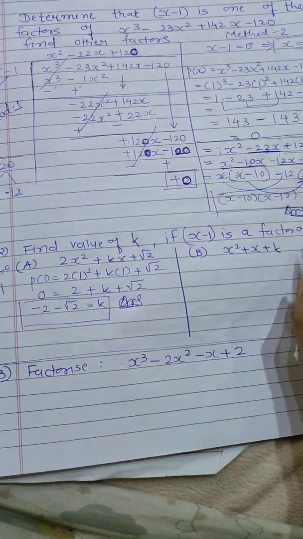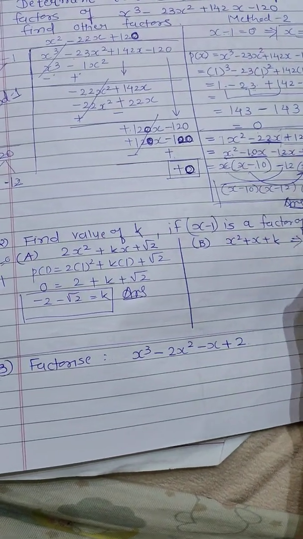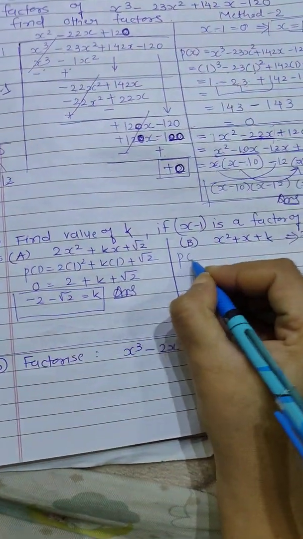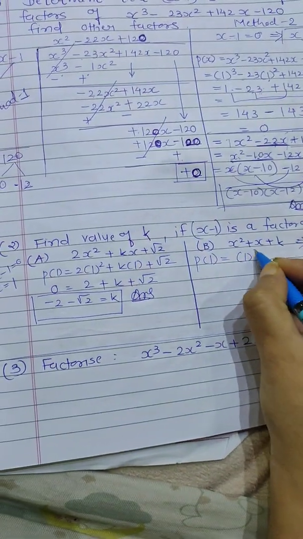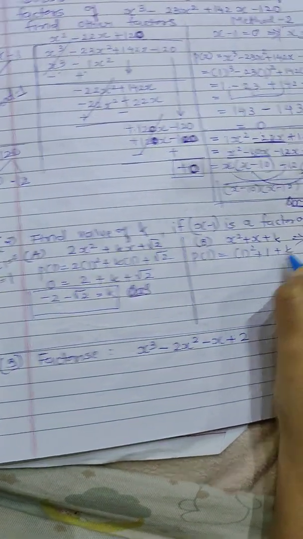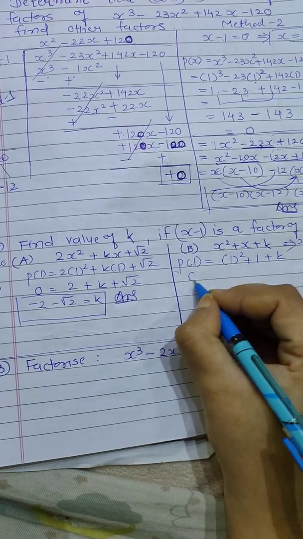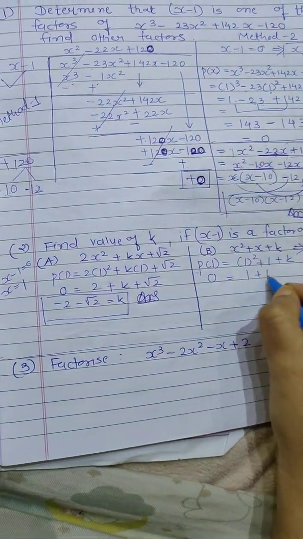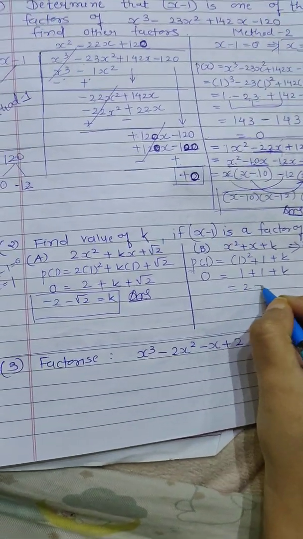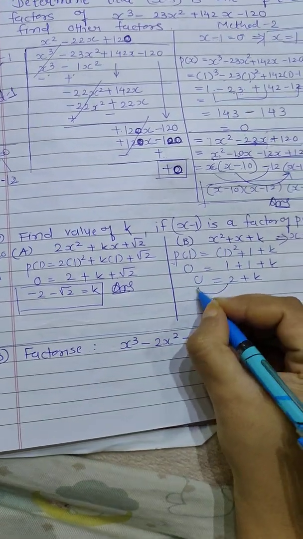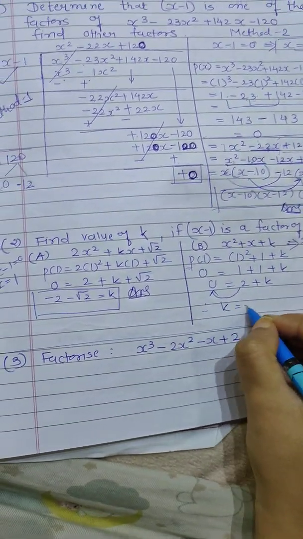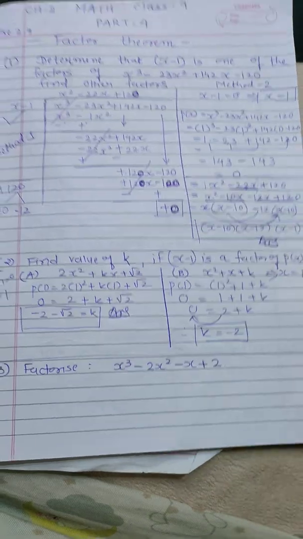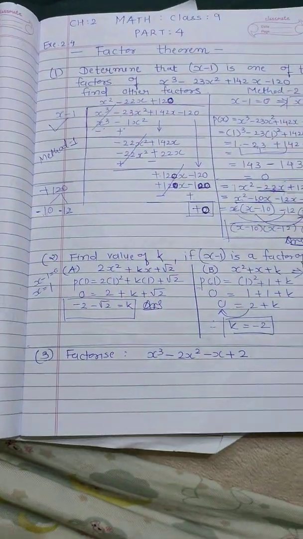Now again I will take x is equal to 1, so p of 1 is 1 square plus 1 plus k. Now already this is one of the factors, so I will take 0. 1 plus 1 plus k, 2 plus k is equal to 0, 2 goes to the other side, so k is equal to minus 2. The value of k is minus 2.